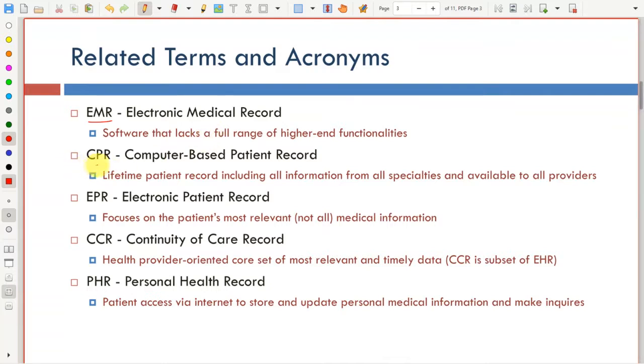Sometimes they call it CPR, computer-based patient record. As you see, it's basically the same meaning. Where you have a lifetime patient record, including all the information from all specialties and available to all providers. This is EHR actually. There's not much difference actually.